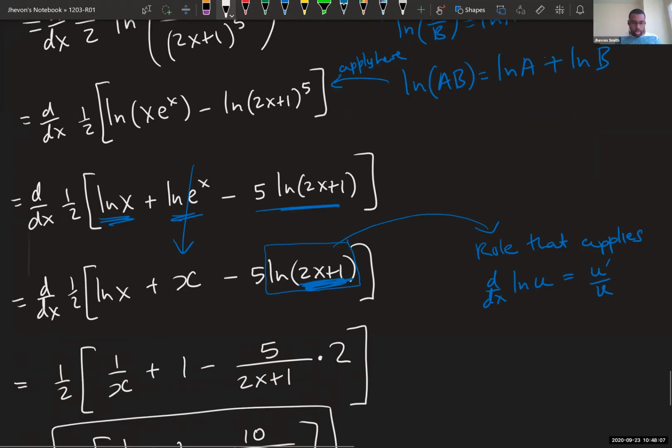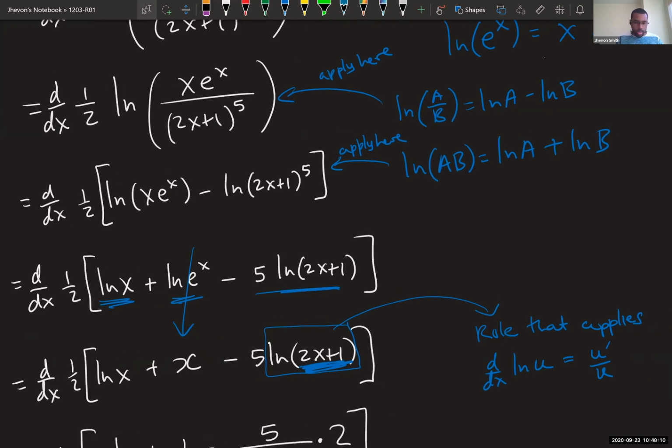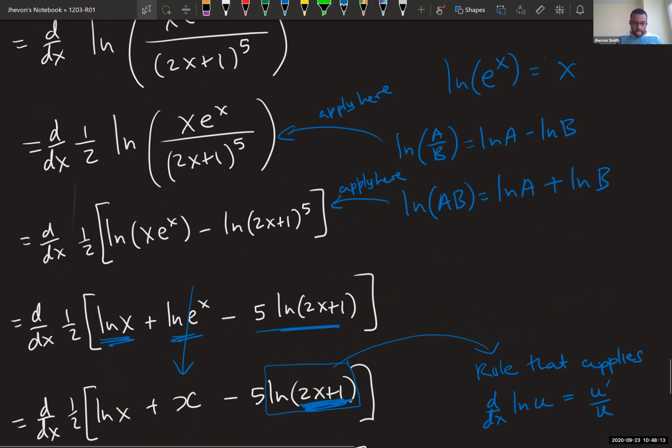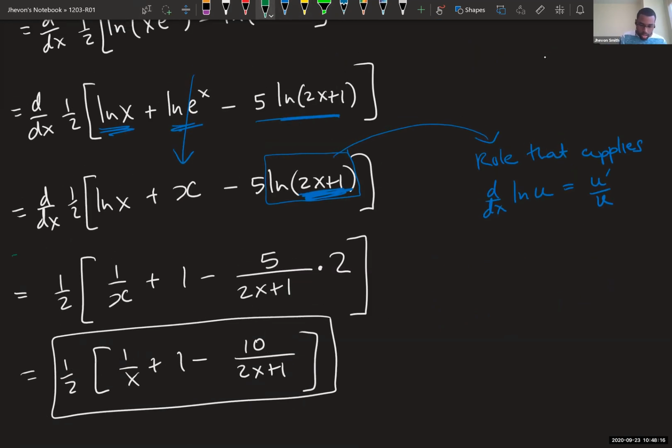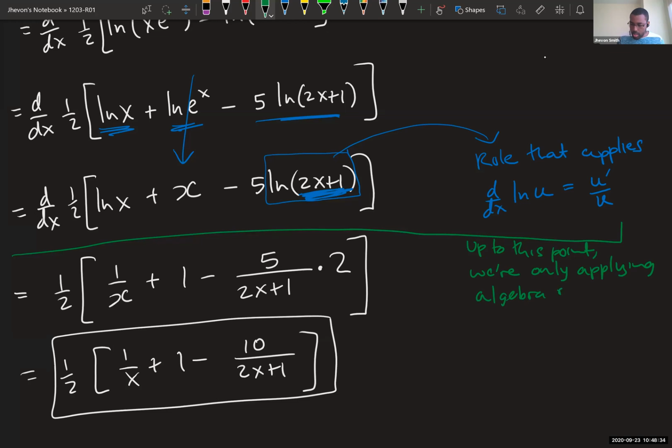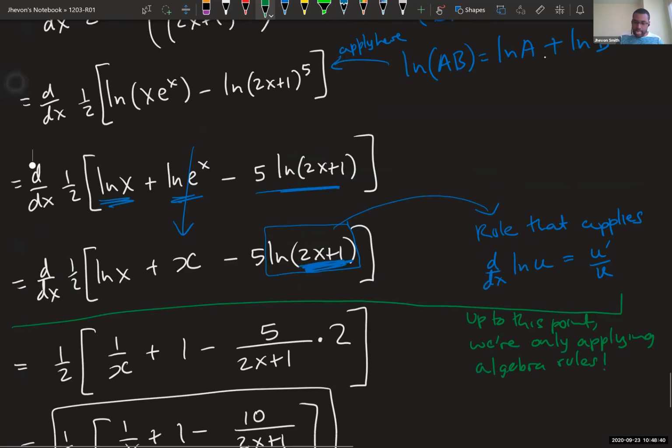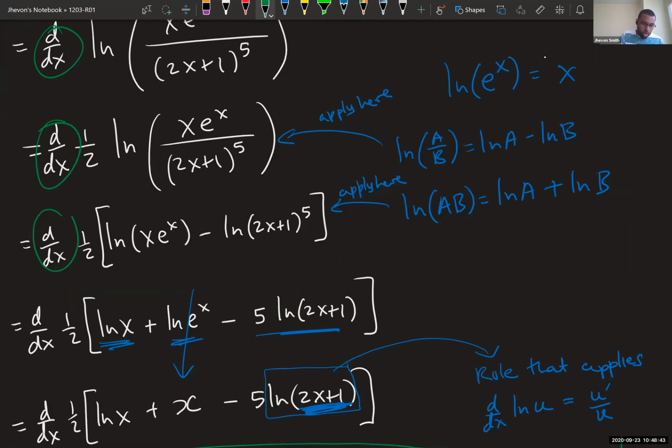Now, one thing I want you to notice here is that up to this point, we're only applying algebra rules. I want you to appreciate that I wasn't doing any derivatives, right? My d dx was here the whole time, right? I didn't actually start to do any derivatives, right? I was only applying algebra rules.